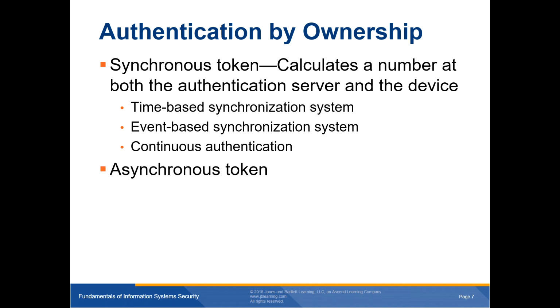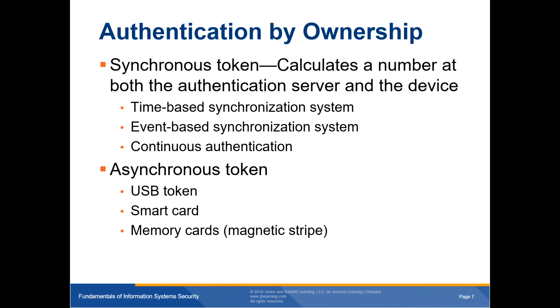An asynchronous token. These include things such as USB tokens, smart cards, memory cards with a magnetic stripe. They look like a credit card. The authentication server issues a challenge number that the user enters. The token computes a response to the value provided by the authentication server. The user then replies to the server with the value displayed on the token.